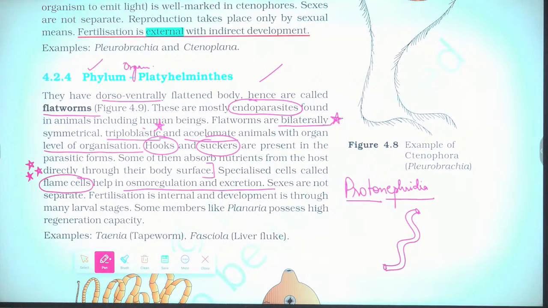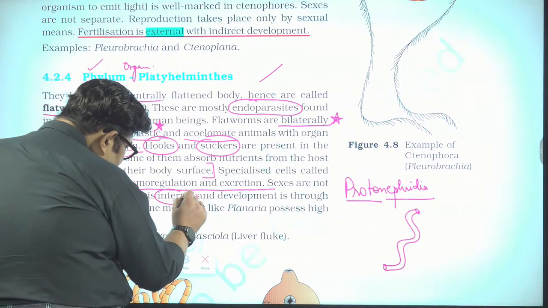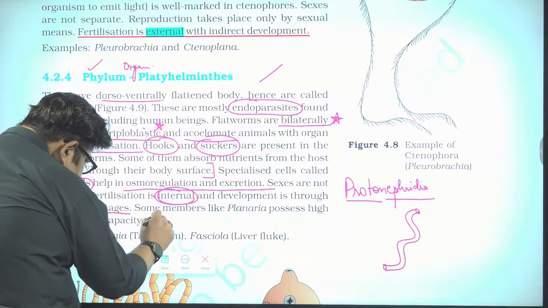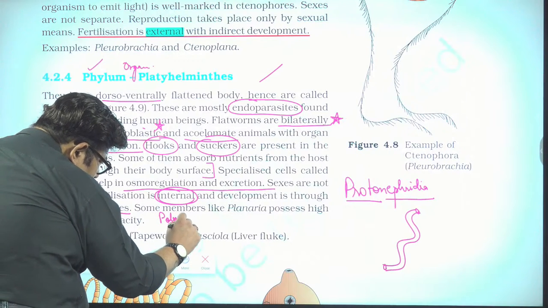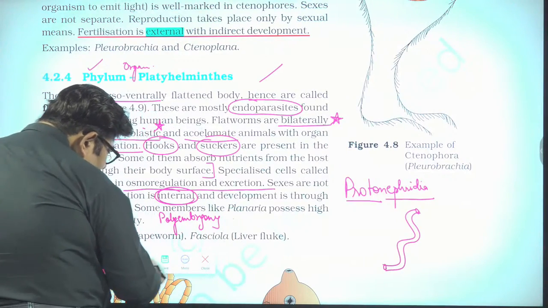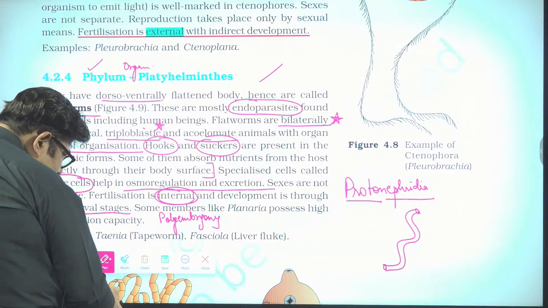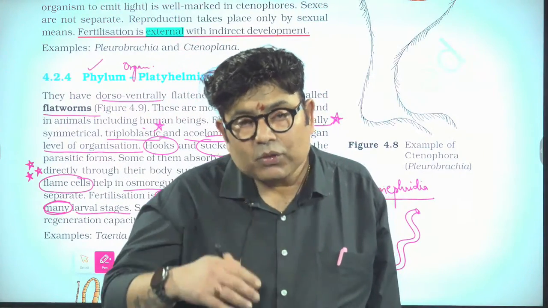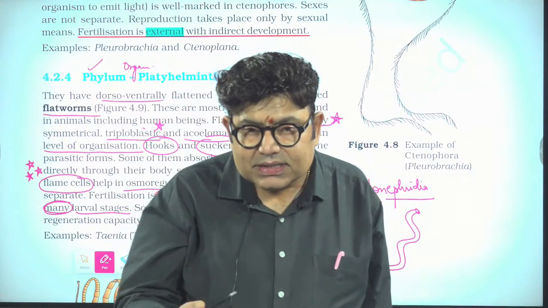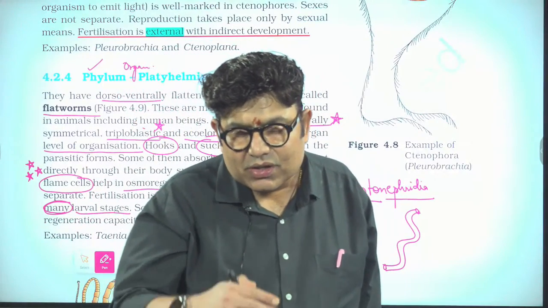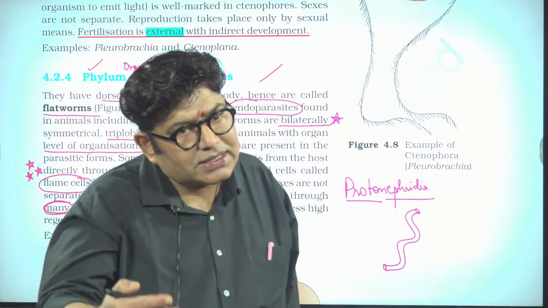Sexes are not separate. Fertilization is internal and development is through multiple larval stages. They have got polyembryony, more than one larval stage, and therefore they require more than one intermediate host. And this is a parasitic adaptation. More than one intermediate host is a parasitic adaptation.